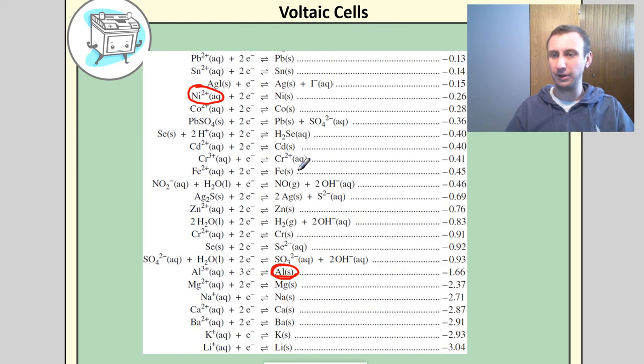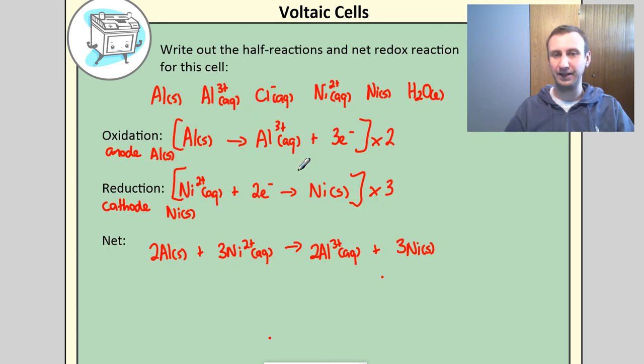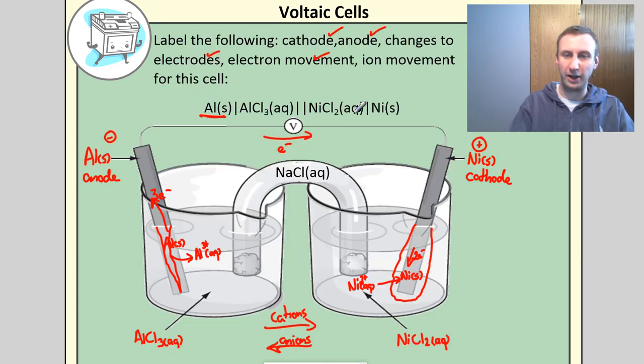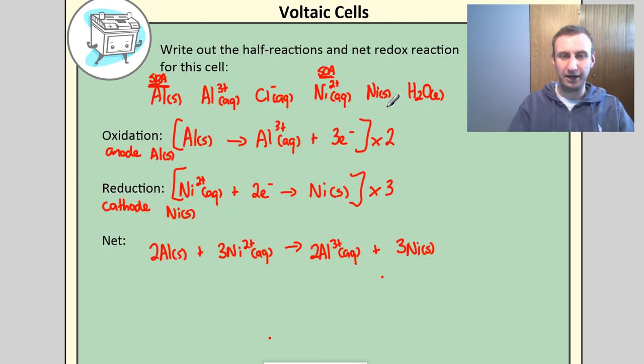Okay, so that's a full breakdown of what's happening in a cell. What I did is I looked here, I realized that this was my SOA, my strongest oxidizing agent, for the nickel 2+. This was my SRA with the aluminum. And then from there, the cell pretty much builds itself. Again, I knew that this was the anode as well based on the format of anode and then cathode. All right.